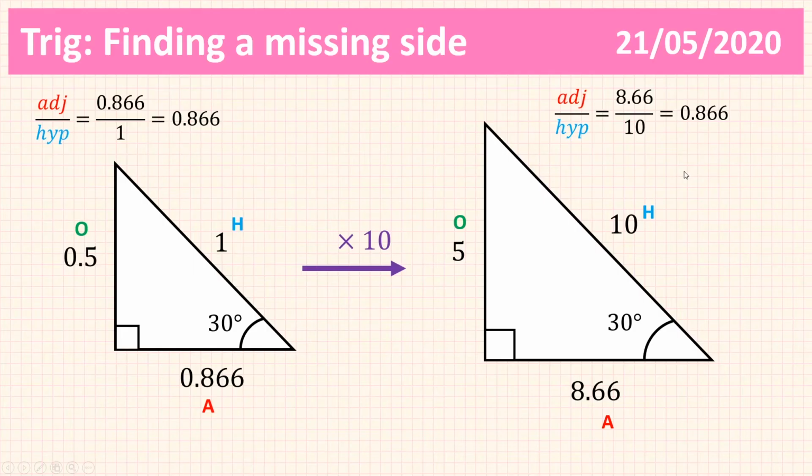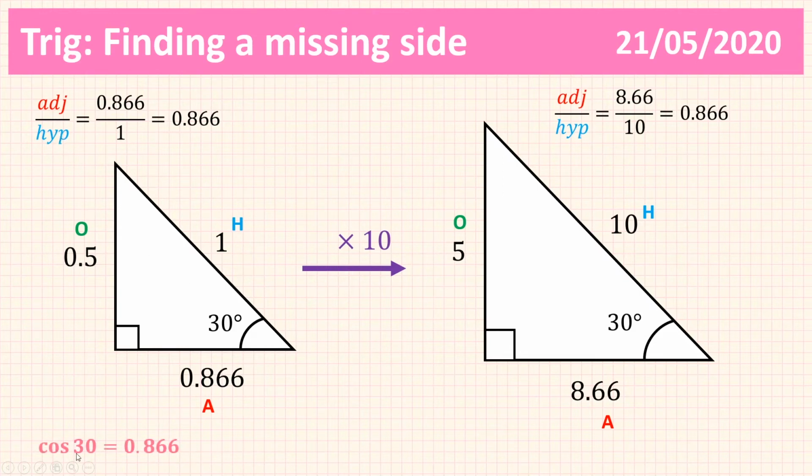So what does that tell us? How can that help us? Well, the key thing to do is notice the values that we have in our first triangle for the opposite and the adjacent. These values are really important because we know that the adjacent divided by the hypotenuse is cos. We know that from our previous video.